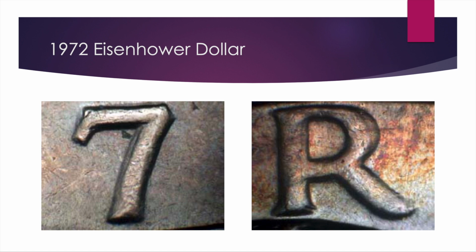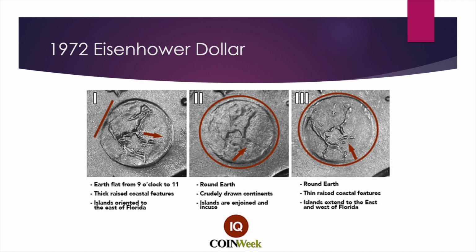Now, when we move on to the other type of error, and I have a cool graphic here from CoinWeek, that is going to get a lot more expensive. So the way that you want to be checking for the Earth is, where are these islands? Well, if it's kind of super crudely drawn like this says, and you can definitely see if you have different Eisenhowers side by side. I've found one in my time collecting. Unfortunately, it was quite cleaned, but the islands are, as it says, in Cuba. I think that's the biggest thing. Normally you want to see them sticking out.